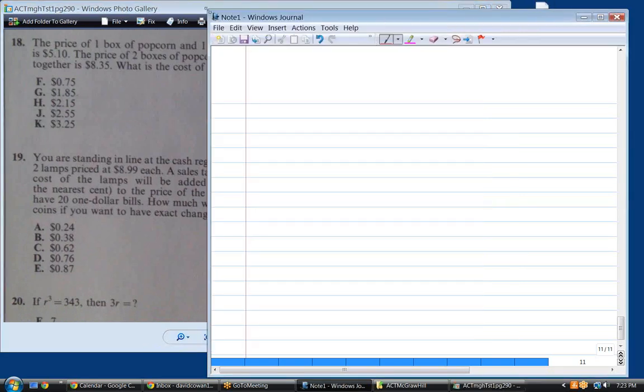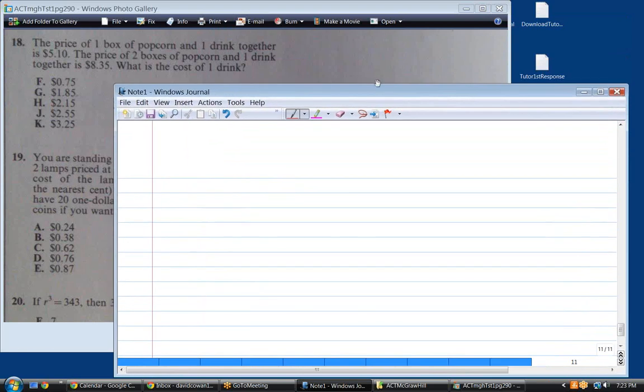All right. The price of one box of popcorn and a drink together is $5.10. The price of 2 boxes of popcorn and 1 drink together is $8.35. What is the cost of 1 drink? Okay, so it has to be less than $5.10. For sure. But all those answers are less than 5.10.